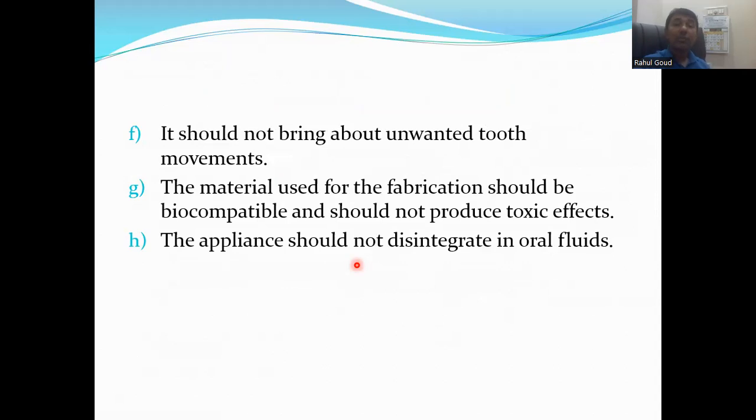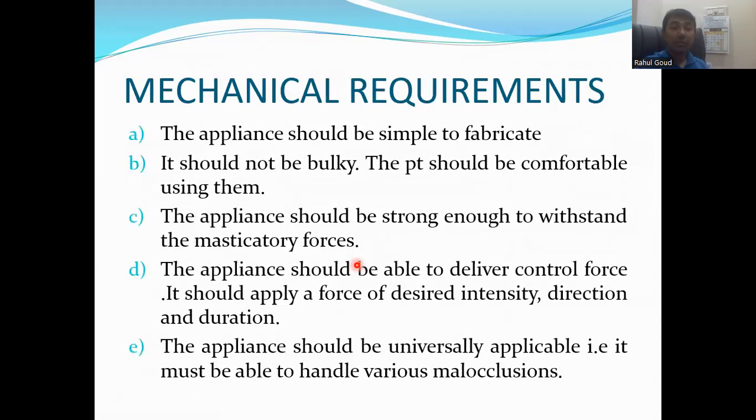The material used for fabrication should be biocompatible. It should not produce toxic effects. The appliance should not disintegrate in oral fluids.